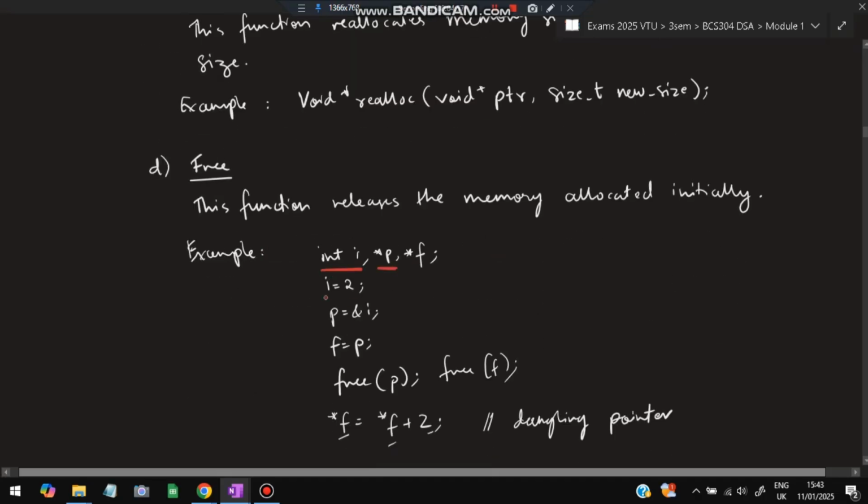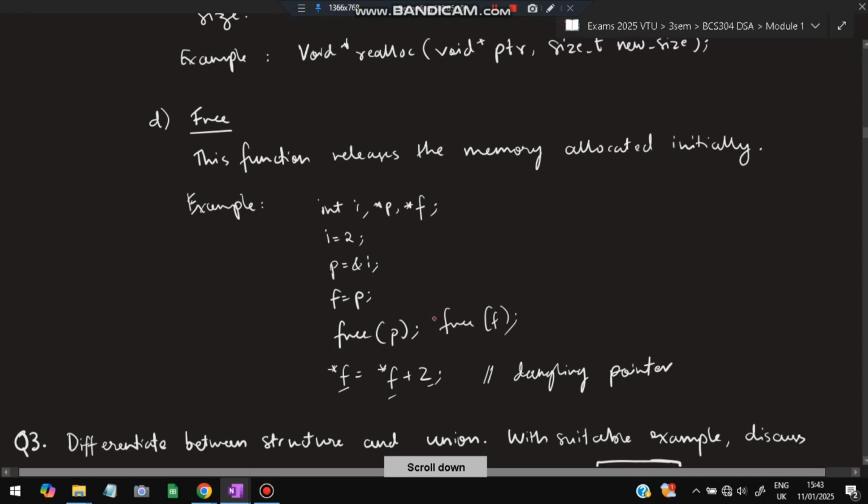So int I, star P, F, I is equal to 2, P is equal to ampersand I. So P will have the value 2 and F is equal to P. So F will also have the value which is pointed to by P. So when we do free P and free F, at that time both P and F will become free. There will be nothing remaining. That is called free. Okay, we'll be using free like this.